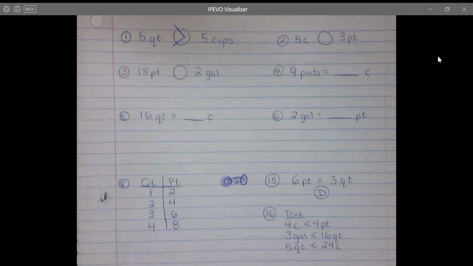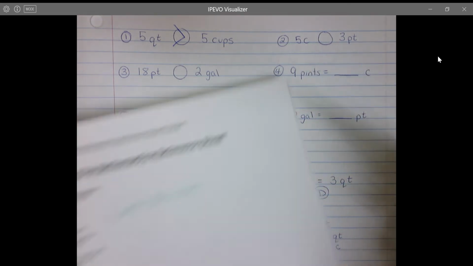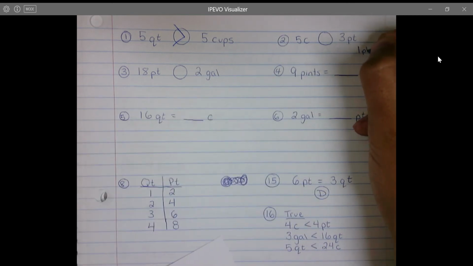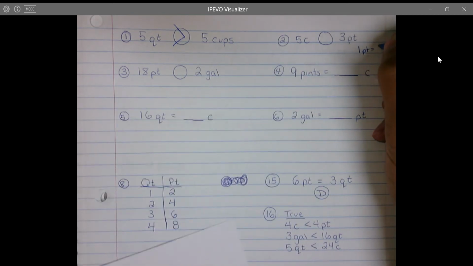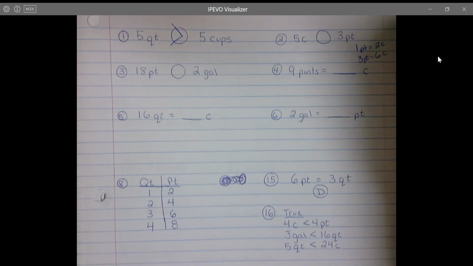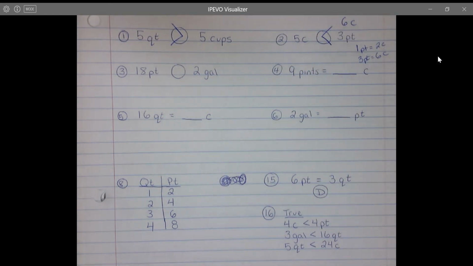All right, for number 2, I have 5 cups and 3 pints. Looking at my reference sheet, I know that 1 pint is 2 cups. So 3 pints must be 3 times 2, because that's 3 groups of 2, and that would be 6 cups. So 3 pints is 6 cups, so 6 cups is greater than 5 cups.